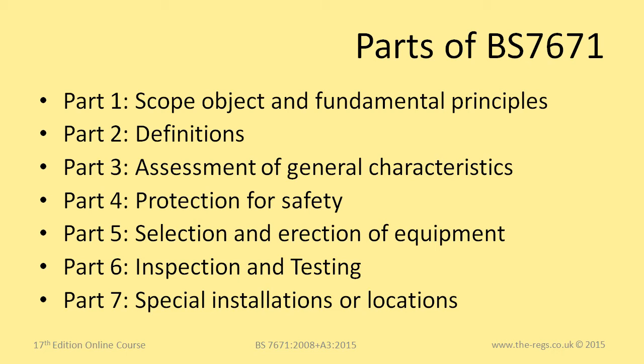So part 1 is scope, object and fundamental principles. Scope is really what the book applies to, what the book doesn't apply to. Object is why they've written the book. Fundamental principles is a list of basic ideas or rules that all electrical installations should adhere to, and is really setting out the criteria for the rest of the book.